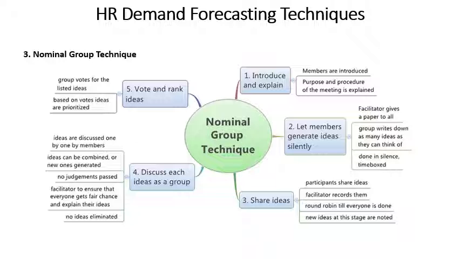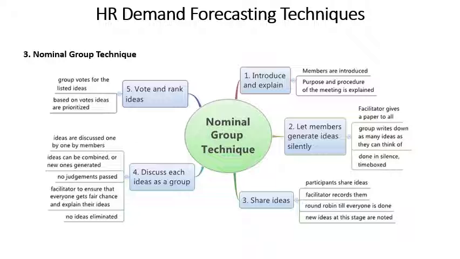They will give their own opinions and suggestions, or their own ideas, on each other's responses. And in the last step, voting and ranking of ideas will be done. Each group member will vote for the ideas, and on the basis of the voting given by each expert, all the ideas will be ranked, and on the basis of the ranking the ideas will be prioritized. So this is the whole nominal group technique.